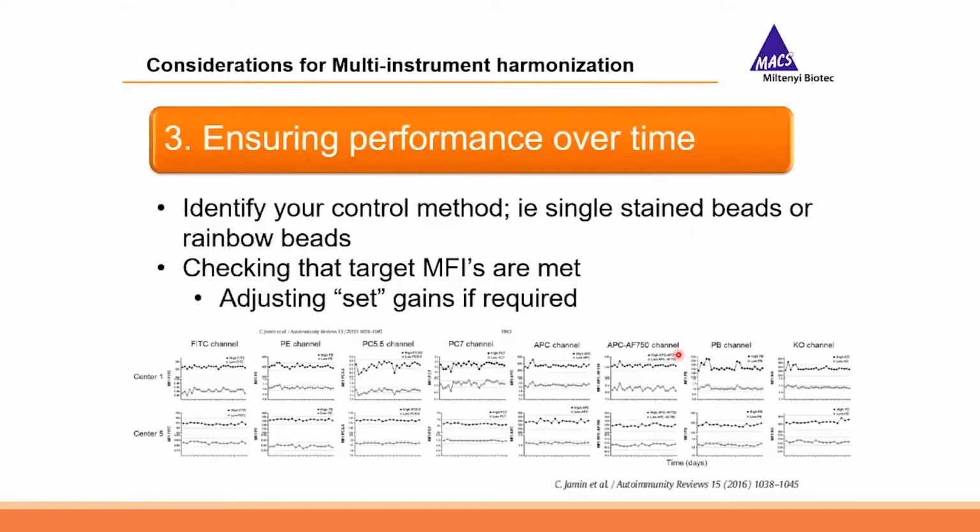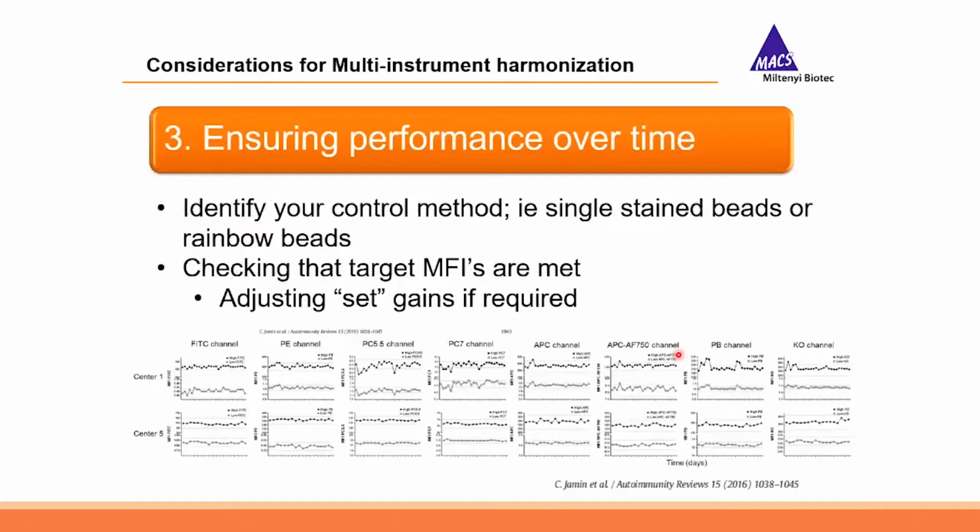Next consideration is ensuring performance over time. So once you've identified, of course, your assay and you've worked out those logistical details, you need to identify how you're going to control your method. There's several ways to do this. One way would be to use single stain beads as a MFI marker and gate on those and ensure that that fluorescence intensity is maintained throughout your study from day to day.